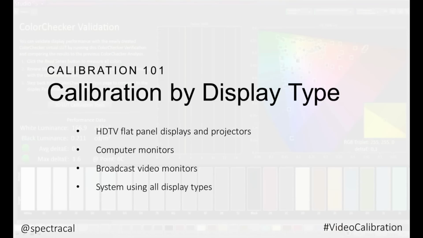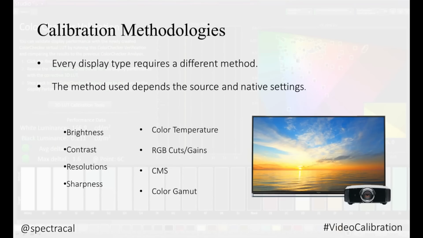Alright, so now we're going to go ahead and dive a little bit into calibration by display type. To start off, we will cover HDTV flat panel displays and projection systems. Every display type requires a different method for calibrating the color's output. The method used depends on the following. The video source is the content from a Blu-ray player or a computer, a video output device, or something else. And the native display settings. What picture settings are available to the user?